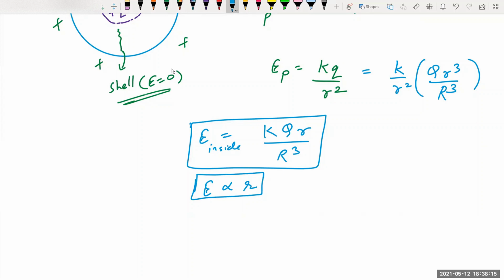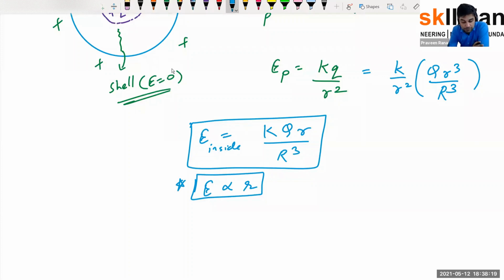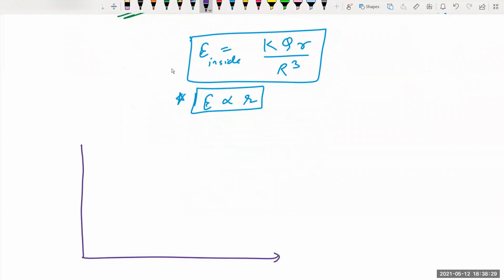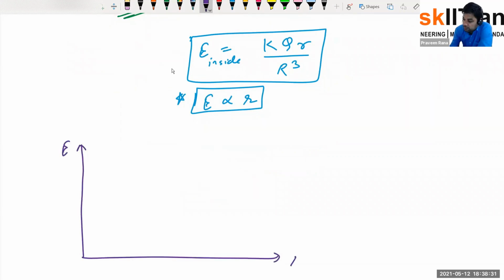So you should say electric field inside is proportional to small r. That's also another important point, please do remember it. Now, a punishment for you is plot the graph of electric field versus distance for a non-conducting uniformly charged sphere.